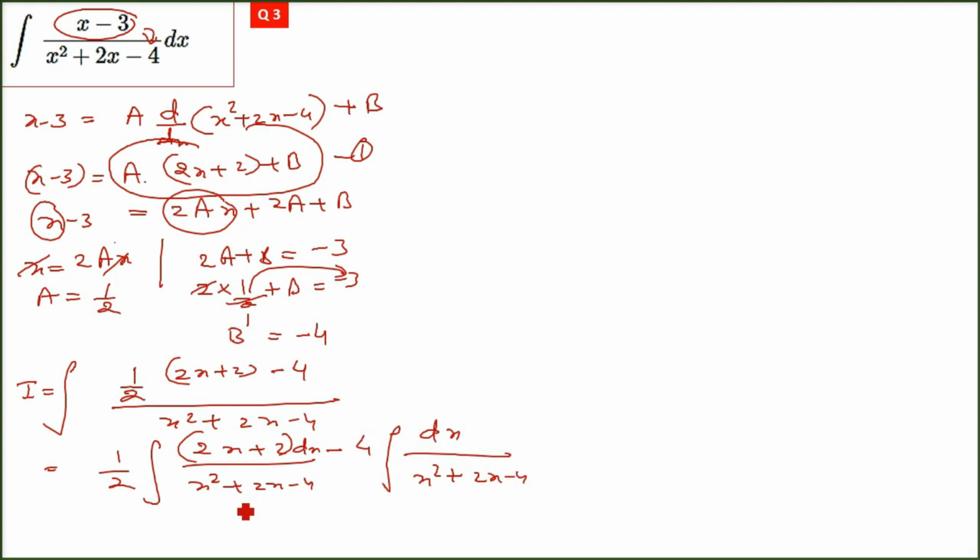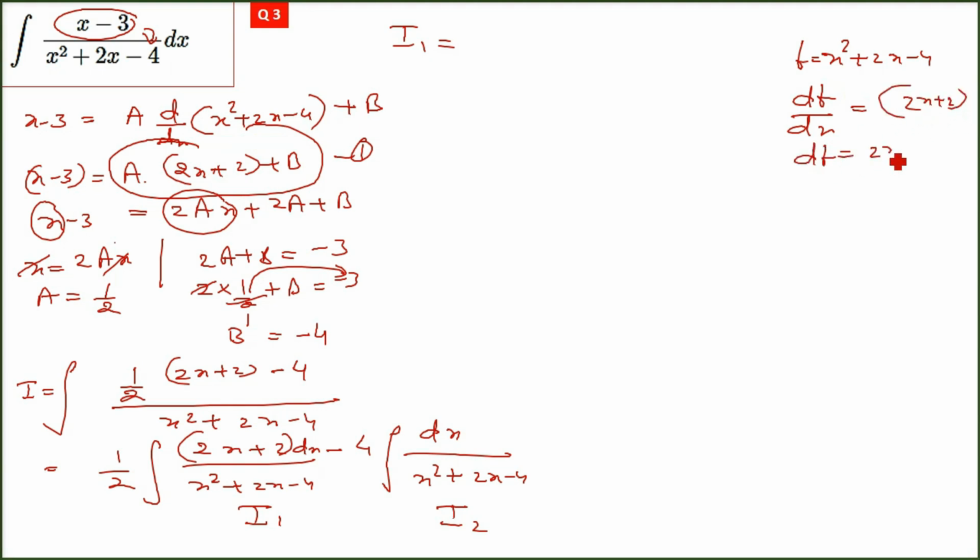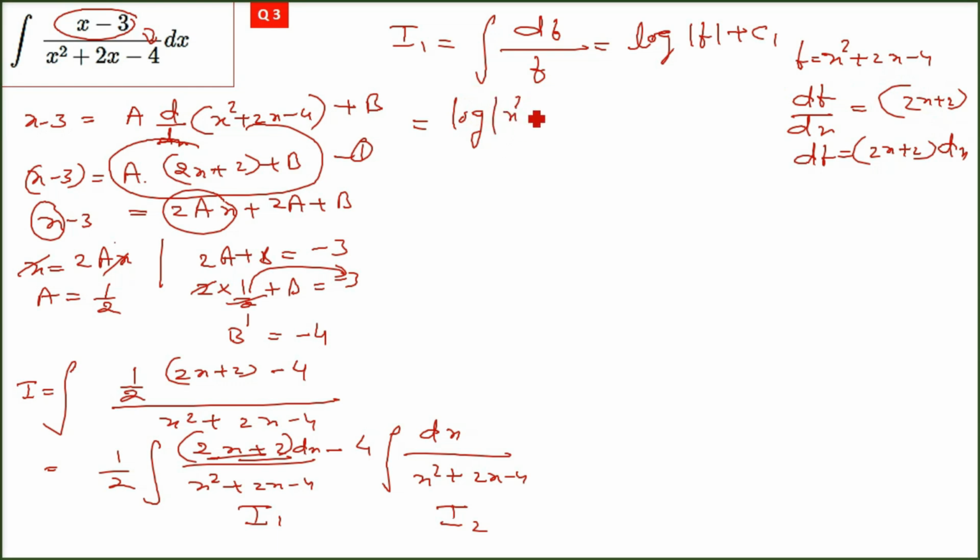And this we are integrating. This is I1, this is I2. So let's do this. I1 equals what? Take x square plus 2x minus 4 as some t. Differentiate this, dt by dx will be equal to 2x plus 2, which we already got. So dt will be equal to 2x plus 2 into dx. So what you got is integration of dt divided by t, of course. x square plus 2x minus 4 was taken as t. It's log modulus of t plus some constant of integration, call it c1. So log, what was t? It was x square plus 2x minus 4, plus constant of integration c1.